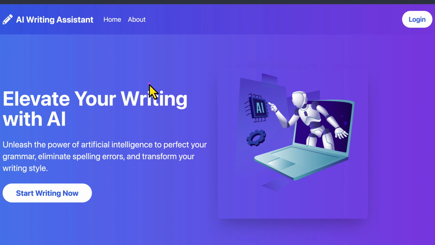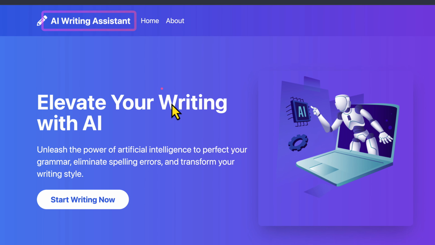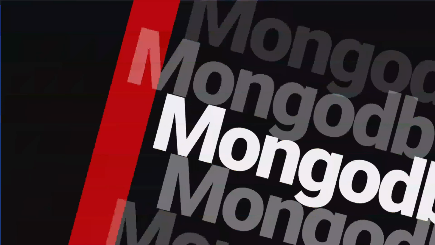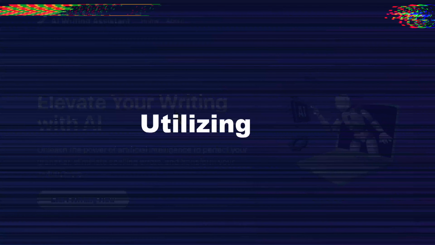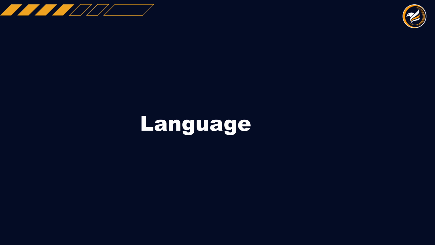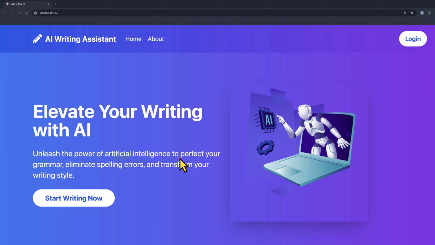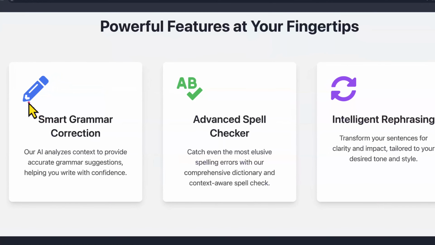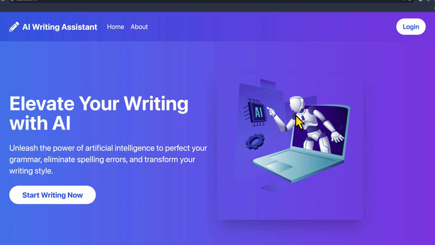Hello everyone, welcome to this project called AI Writing Assistant using the MERN stack, and that is MongoDB, Express, React, and Node.js, utilizing the OpenAI large language model called GPT-4o mini. The purpose of this project is to correct grammar, advanced spell checking, and intelligent rephrasing. By the end of this project, you can utilize any large language model API to build your future projects.